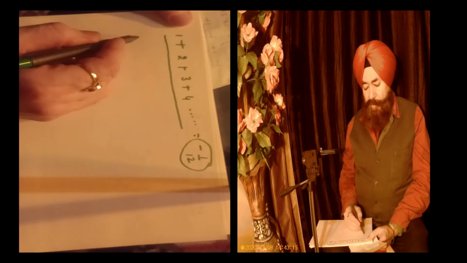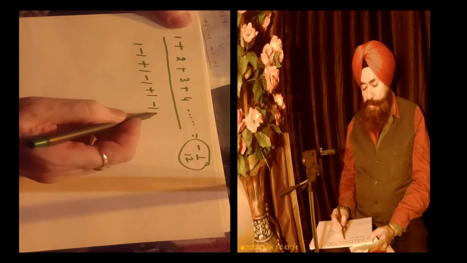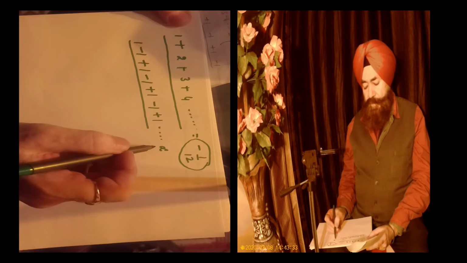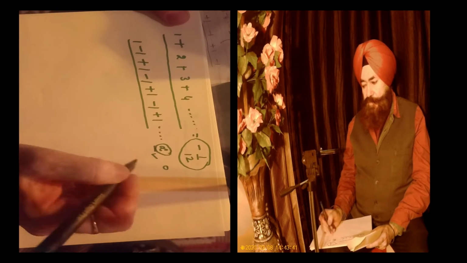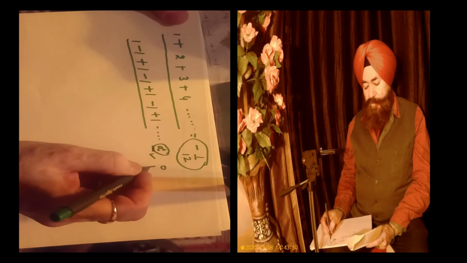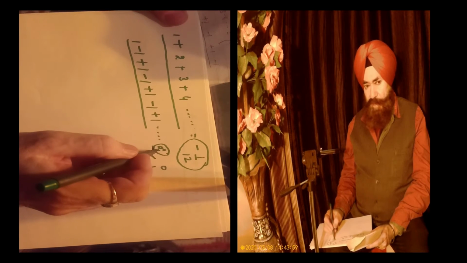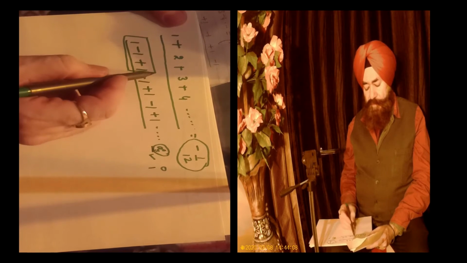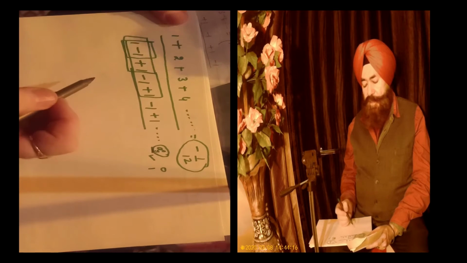First of all, I am having a series 1, minus 1, plus 1, minus 1, plus 1, minus 1, plus 1, up to infinity. Now, what will be the sum of this series? Your answer will be, if this infinity is even, the sum will be 0. And if infinity is odd, then the sum will be 1. Like these 3, the result is 1. These 5, the result is 1. But if it is even, the result will be 0.